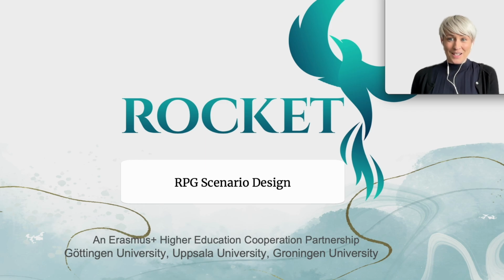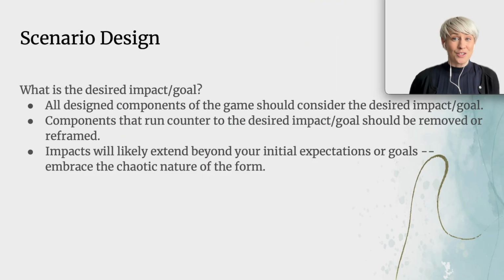So let's get going. The first slide here, we have shown you before, but I want to show it again because it is important for the design process, and it's always good with some repetition. So, when designing your game, you should think about what is the desired impact or goal. All designed components of the game should consider the desired impact or goal. The components that run counter to the desired impact or goal should be removed or reframed.